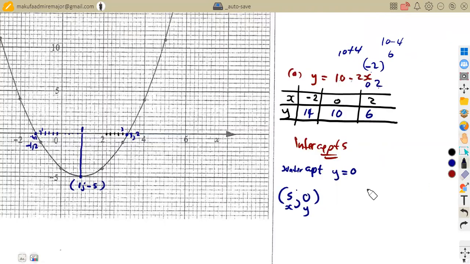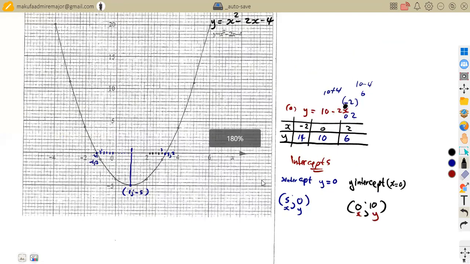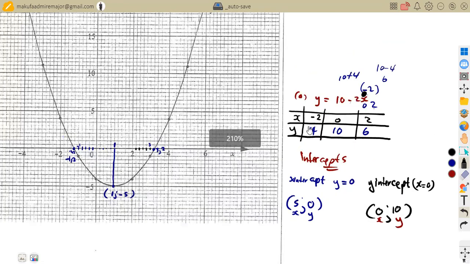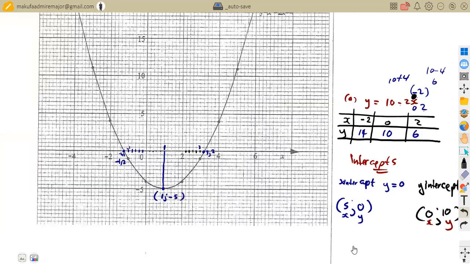Then we do the same for the y-intercept, because we are dealing with the intercepts in this case. The y-intercept is on a condition where x is equal to 0. So when x is equal to 0, we form a point where we've got x and y, but at this point x is equal to 0. So we substitute a 0 where there is x. That's going to be 10 minus 0, which is 10.